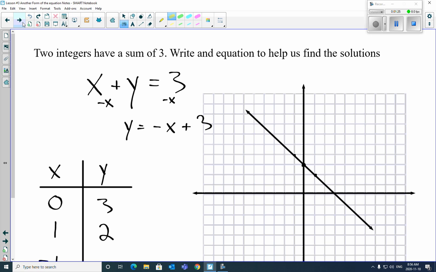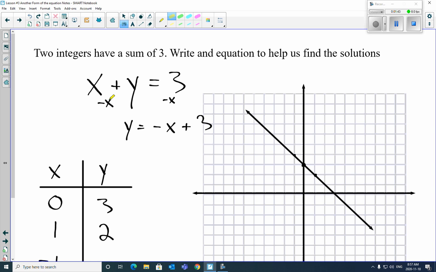So let's look at an example here. First thing is we have a word problem. Two integers have a sum of 3. Write the equation to help us find the solution. So look at this, two integers. So the two integers are x and y. We add them together, right? That equals 3. So the sum of 3. Well, we don't like this form. Let's rearrange it. Let's put it in slope-intercept form.